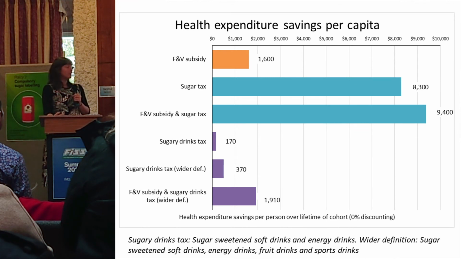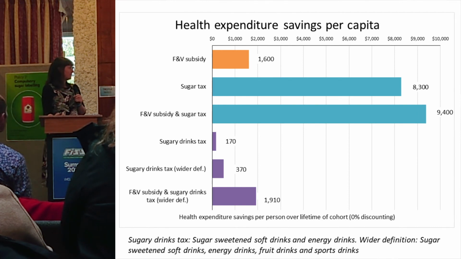The health savings, health system cost savings. So all these interventions are cost saving, so they'll save health system money if they're implemented. Again, the biggest gains is for the sugar tax, and when combined with the fruit and vegetable subsidy, you get $9,400 saved per person alive in 2011 over their life course.